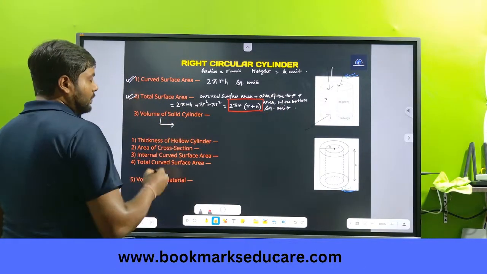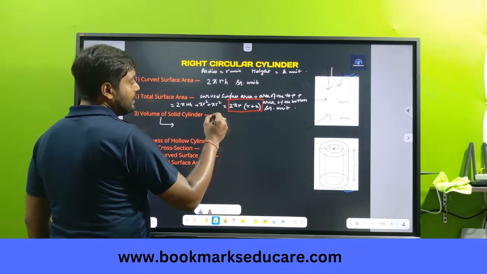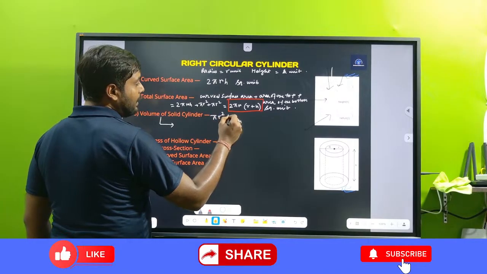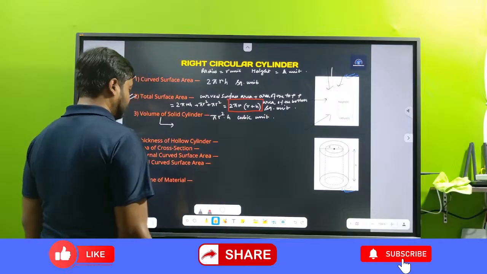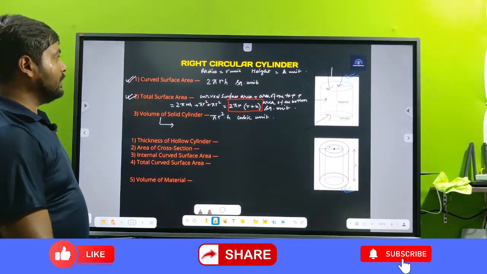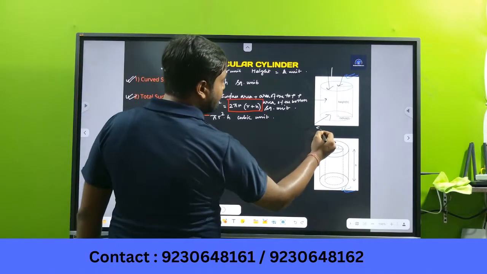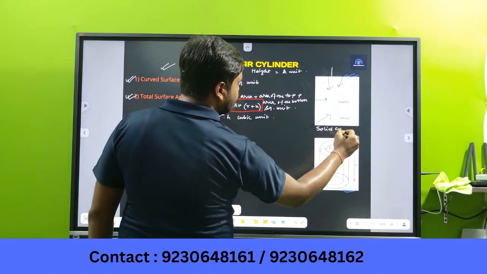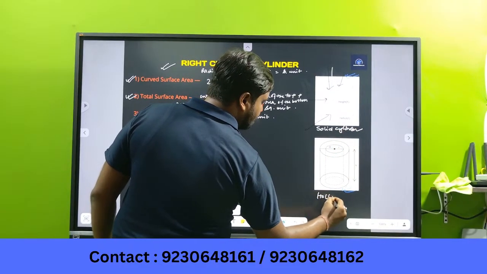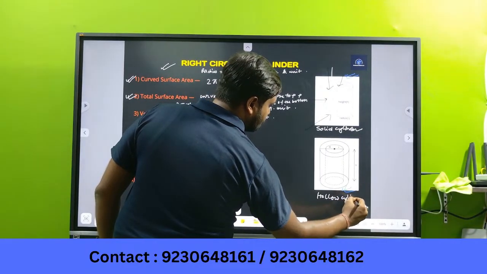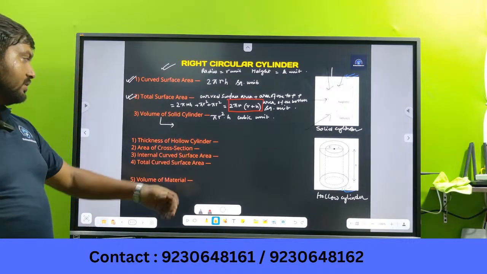And now the volume of cylinder. The formula for the volume of cylinder is pi r square into h, and it will be cubic unit. So this is actually a solid cylinder. All these are solid cylinders. This is a solid cylinder, and this is a hollow cylinder. Now we will come back to the hollow cylinder.